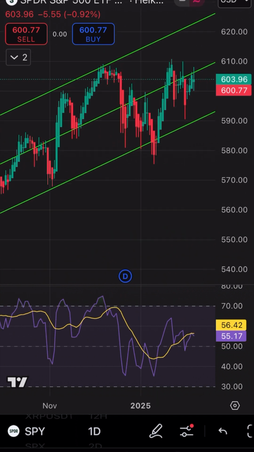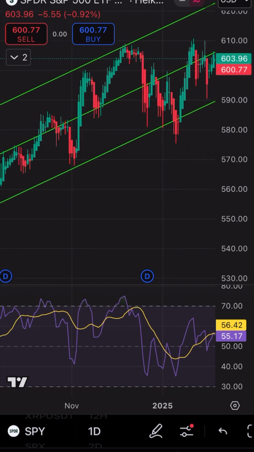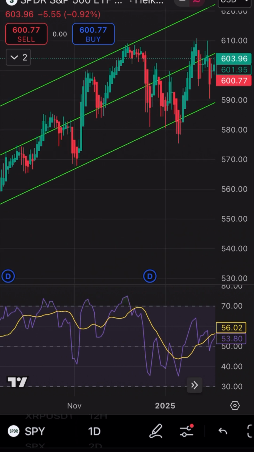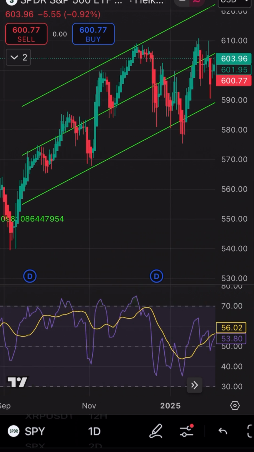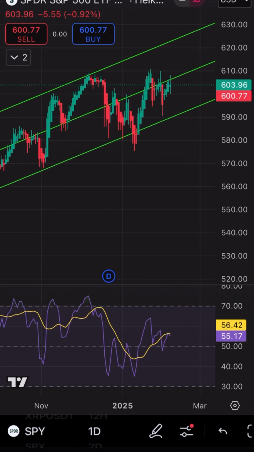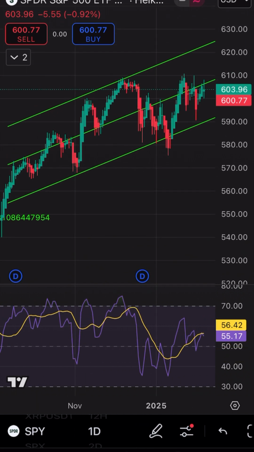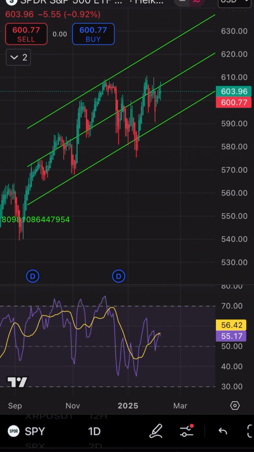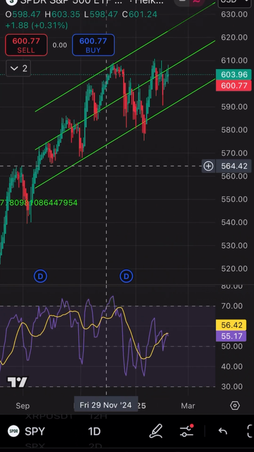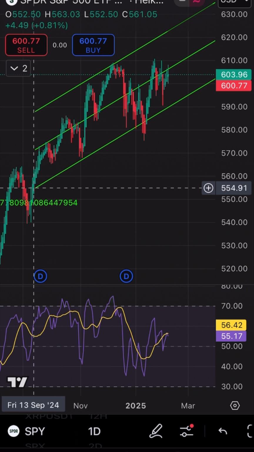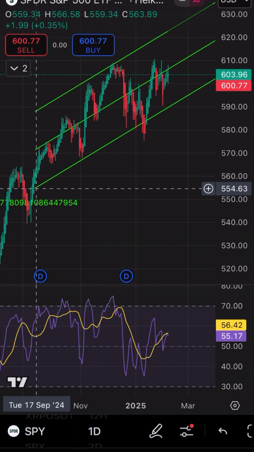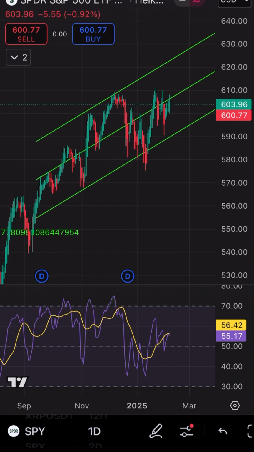So the strategy is really simple. What you want to do is identify the overall direction by looking at it on the daily. So we can analyze the S&P 500 right now, and we can get a good idea of what the overall direction has been doing. Zoom out, and you can tell that it has been going up. The S&P has been going up. We're on the daily here. It has been going up since September 17th, 2024. So it has been an uptrend since then.